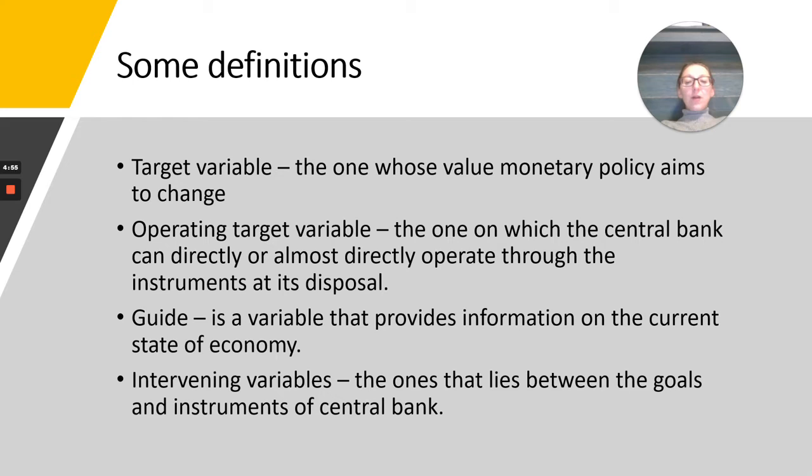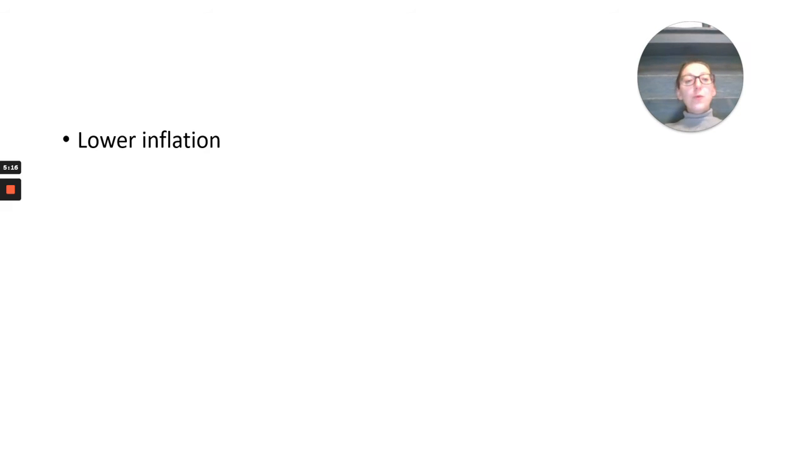Intervening variables are the ones that lie between the goals and instruments of the central bank. That is very closely related with the operating target variable. That is what the central bank can change. What can the central bank change in monetary policy to achieve its goal? And also how it works.